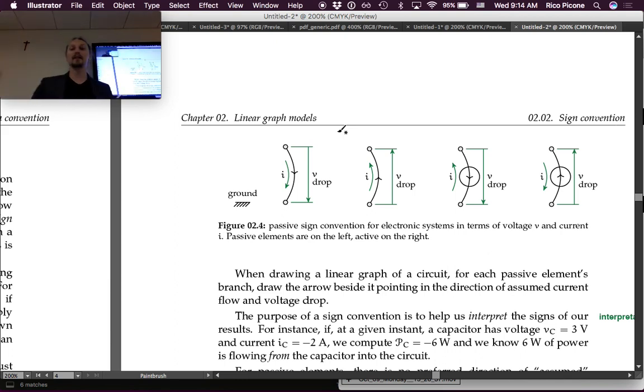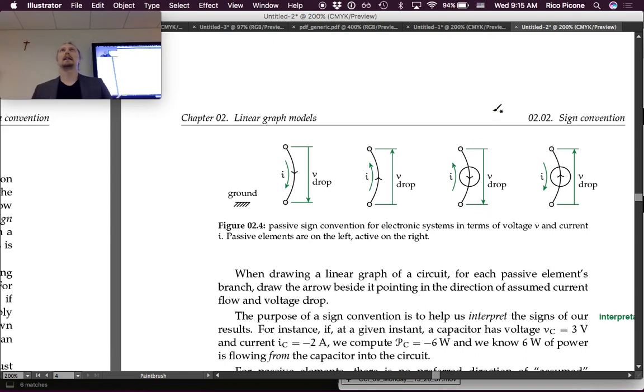And on the right side, we see two active elements. So in this one, the assumed voltage drop is from top to bottom. And notice that the arrow we draw is in that direction of voltage drop. And that is what we'll use as our convention for drawing these source elements. Whenever we have a drop, we draw the arrow in that direction. And so the direction of current flow is opposite for a source element. So voltage drop one way, current flow the other way.